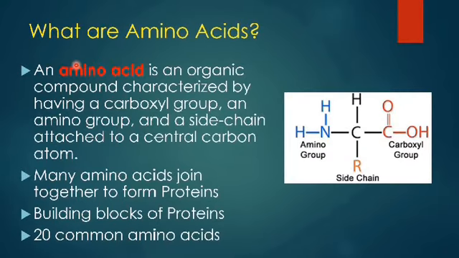So what are amino acids? An amino acid is an organic compound characterized by having a carboxyl group, an amino group, and a side chain attached to the central carbon atom. Many amino acids join together to form proteins. So amino acids can be called the building blocks of proteins. There are a total of 20 common amino acids.